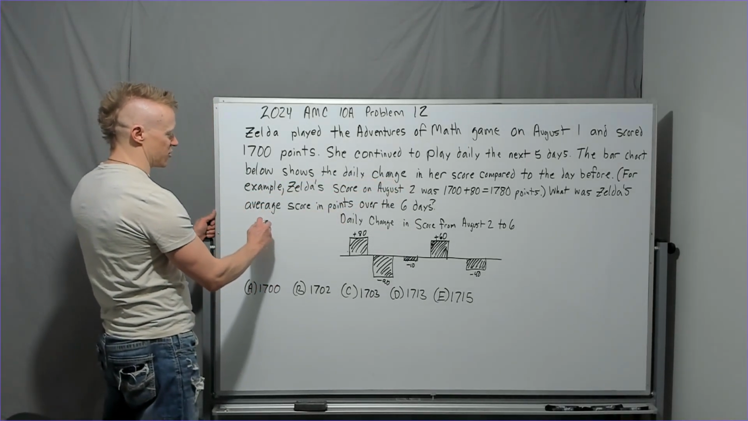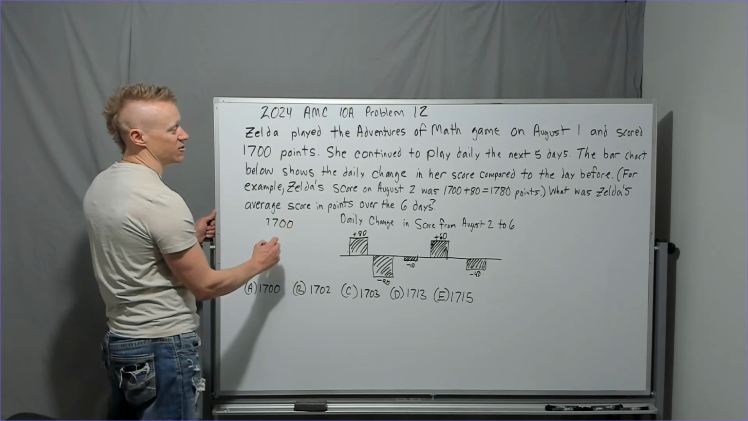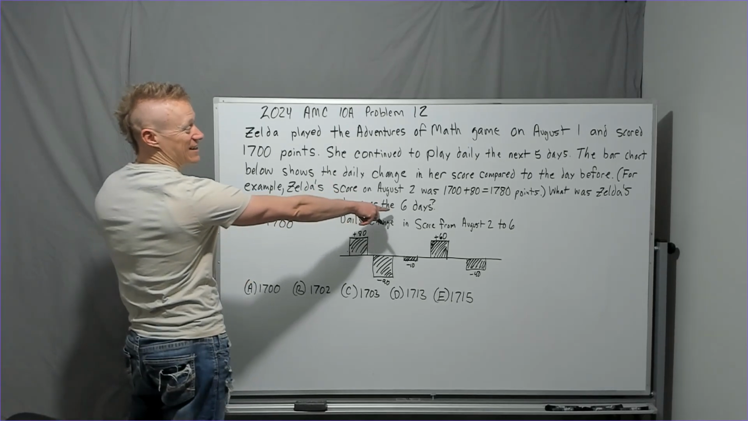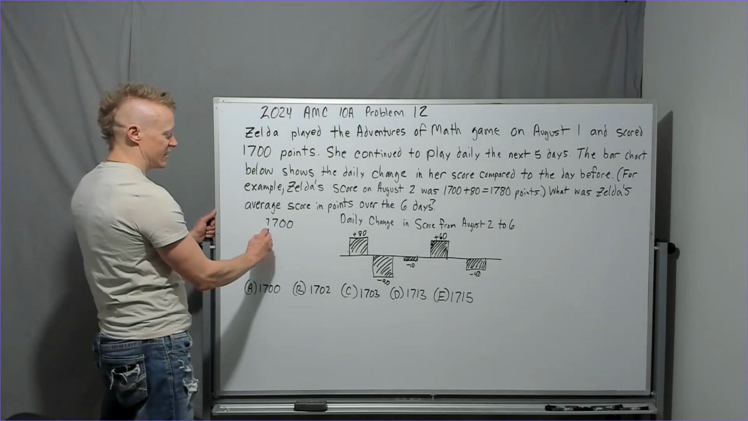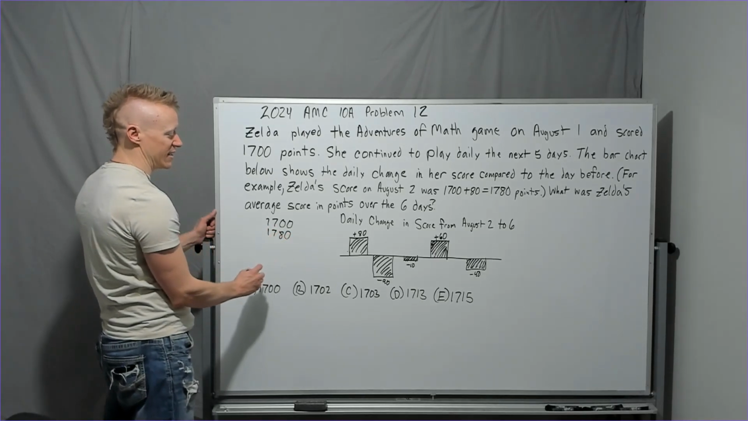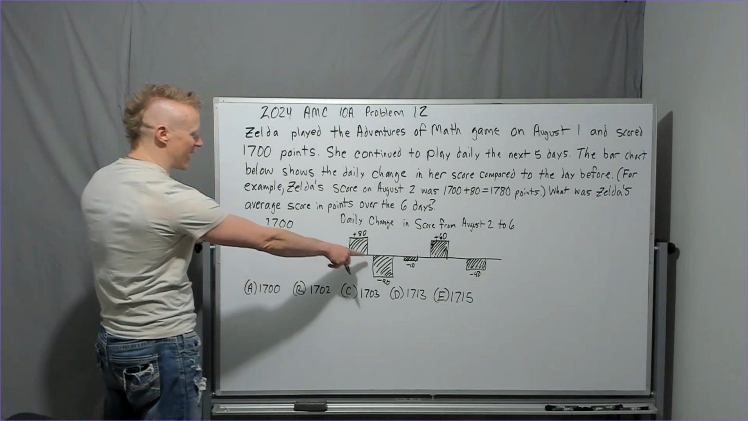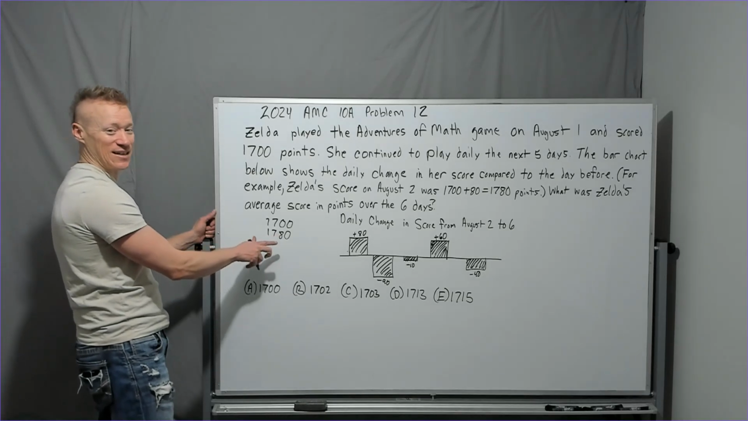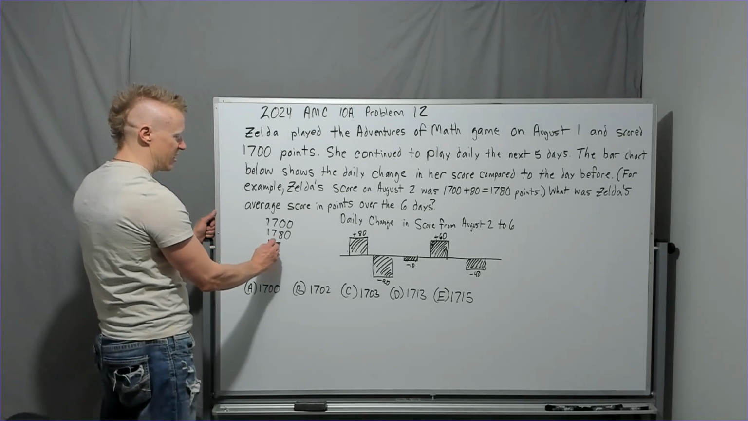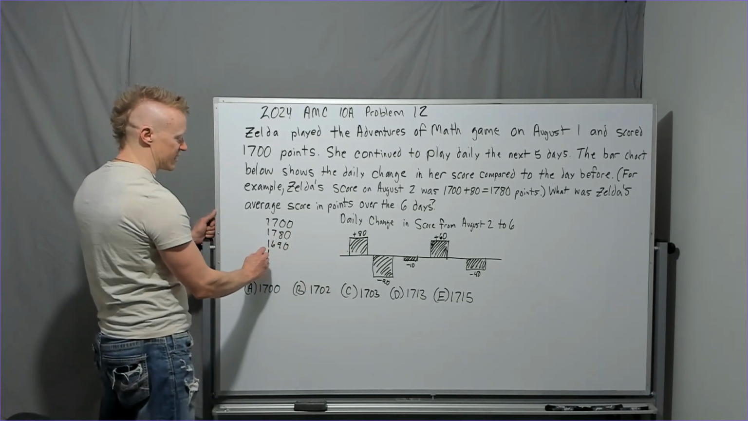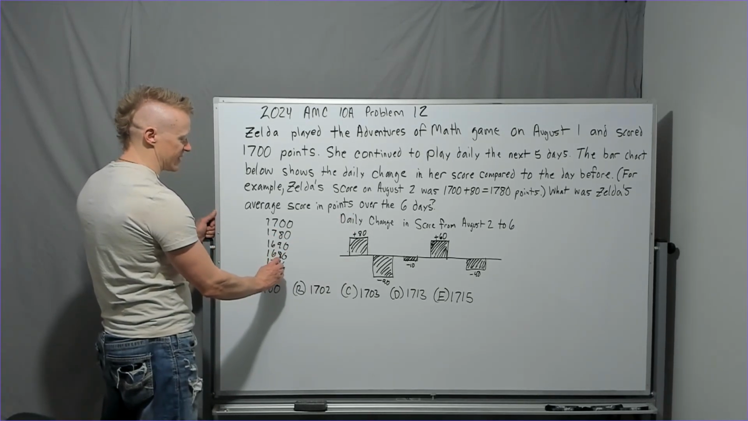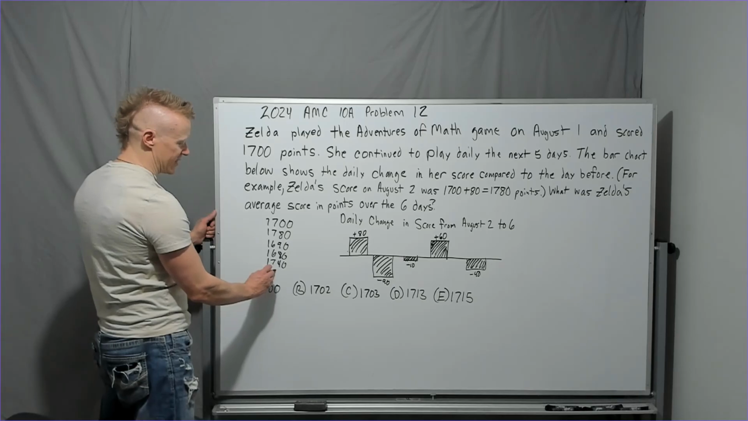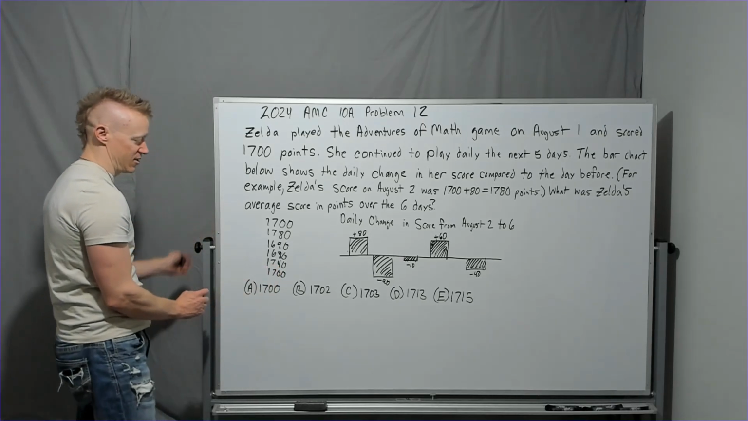So on August 1st, you're going to have 1,700. Now, it does say over 6 days, and you are stopping on the 6th, so you do need to include the first. The second day, she scored 1,780. You have to lose 90 from this, not from 1,700. You go to 1,690, you lose 10 more from there. Then you go up 60, you're at 1,740. Then you go back down to 1,700.